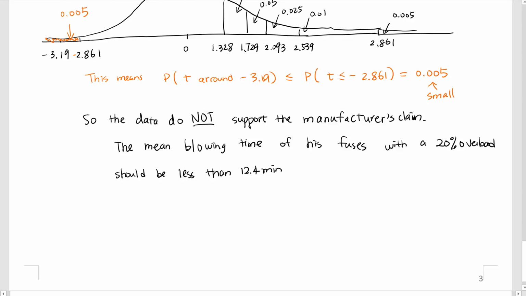Actually, this is an example of a test of hypothesis, which we will talk about in chapter 7. In chapter 7, we will look at testing a hypothesis given the manufacturer's claim: does the data support the claim or reject it? So that's it for chapter 6, and in the next class we will talk about chapter 7.